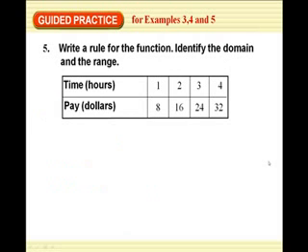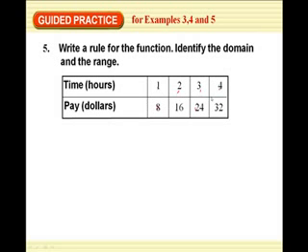So this would be like you work 1 hour, you get $8, 2 hours, 16, 3 hours 24, 4 hours 32. Well, if you know your multiplication facts, this should be pretty obvious. To get from this number to this number, it's looking like you're making $8 an hour to me. 1 times 8 is 8. 2 times 8 is 16. 3 times 8 is 24. 4 times 8 is 32.